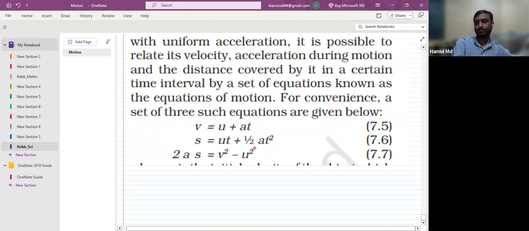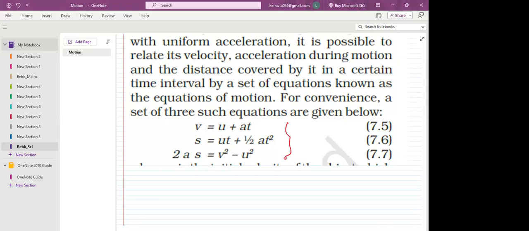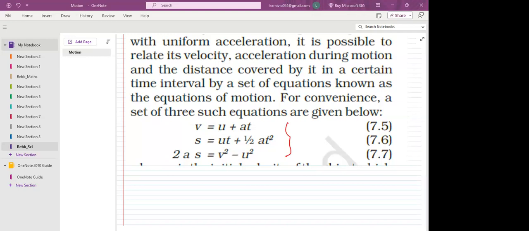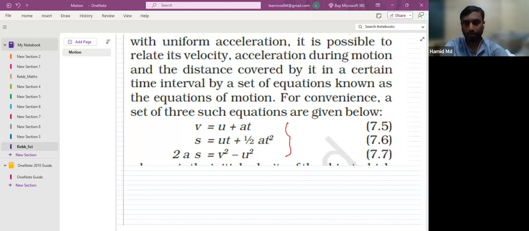So I think this was the chapter, and we solved some problems based on these. Do you remember? Somewhere in between, we solved all these, and I think with this we completed this chapter. We solved this numerical as well, I remember.